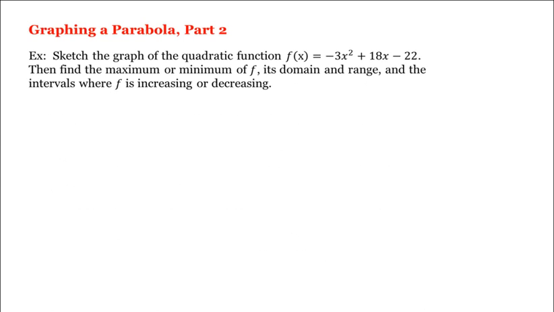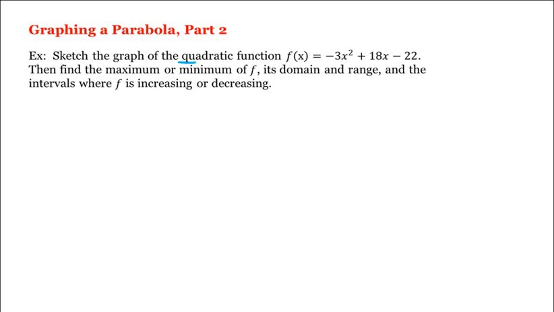Let's look at graphing a parabola. For example, let's sketch the graph of this quadratic function f of x is equal to negative 3x squared plus 18x minus 22, and then we'll find the maximum or minimum value of f, as well as its domain and range, and the intervals where it's increasing or decreasing.